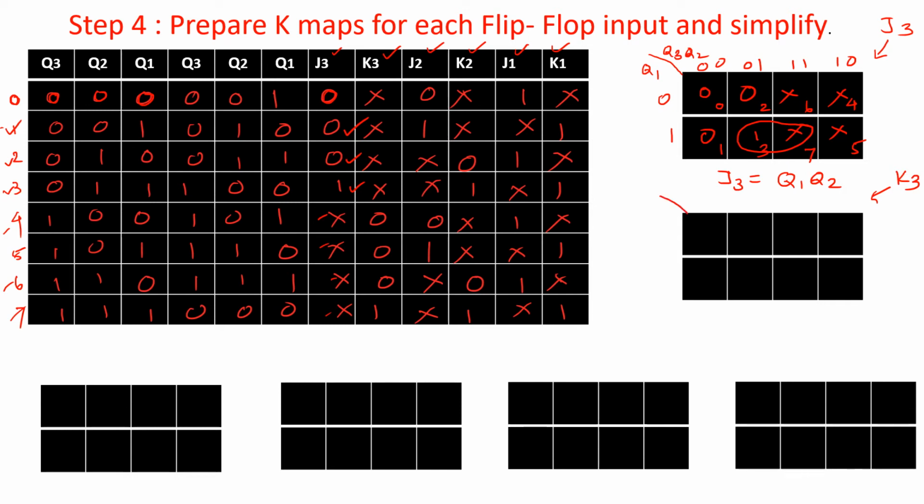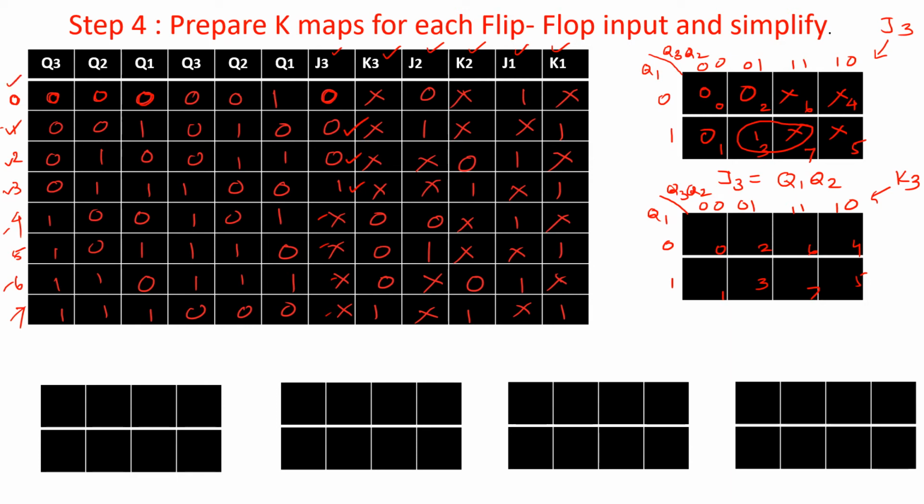Similarly, we will go for now K3. This is my Q3, Q2 or Q2, Q3. This is my Q1. This is 0, 1. This is 0, 0, 0, 1, 1, 1, 1, 0. And these are the decimal numbers for each block. So this is 2, this is 3, this is 4, 5, 6 and 7.